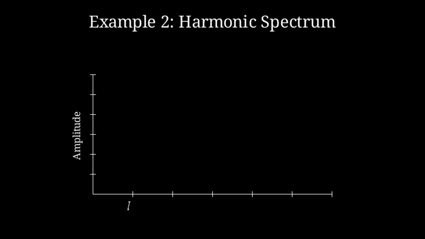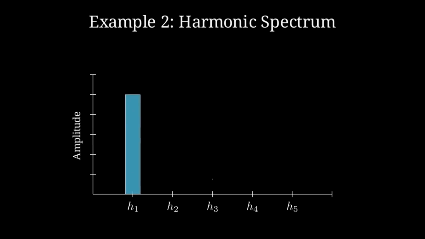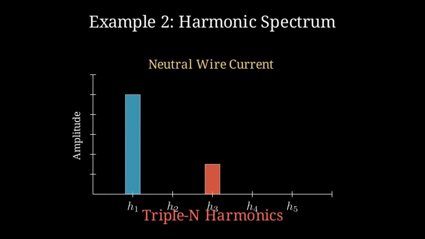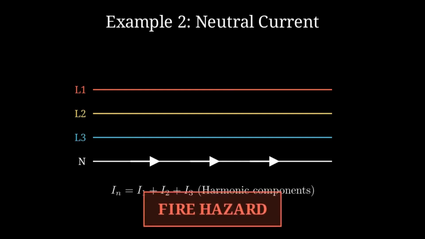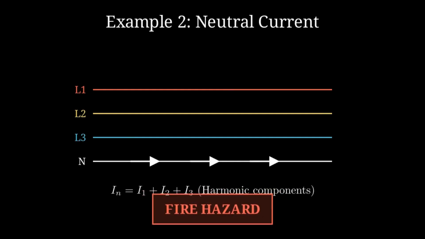In three-phase systems, the third harmonic is particularly dangerous. These triplen harmonics add up in the neutral conductor rather than cancelling out, which can lead to overheating the neutral wire even if the phases are balanced. If each phase has significant third harmonic content, the neutral current can actually exceed the phase current. This is a common cause of electrical fires in older office buildings that weren't designed for modern computer loads.